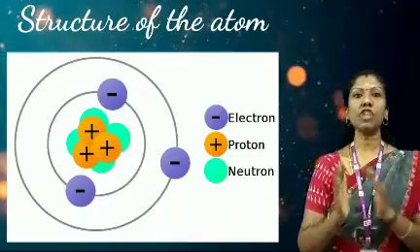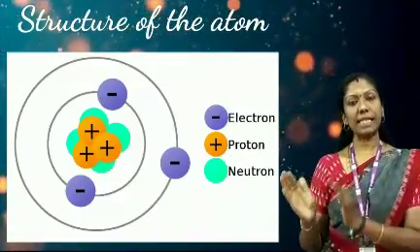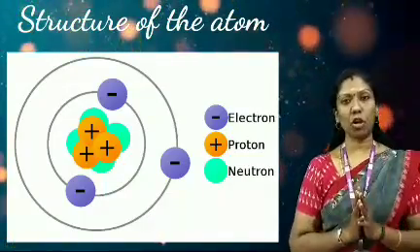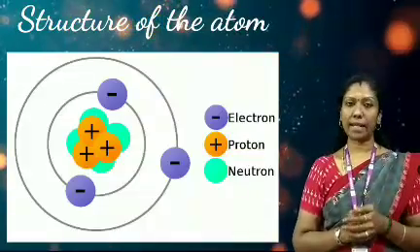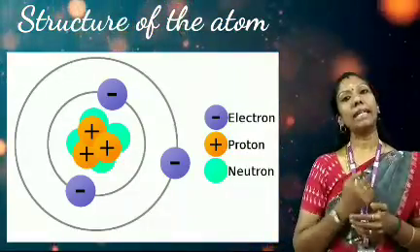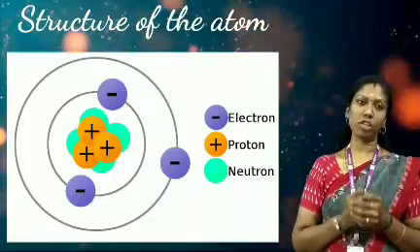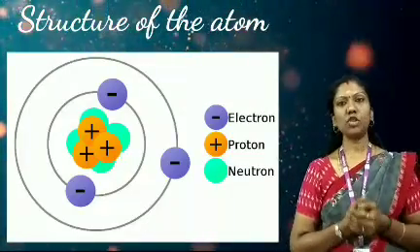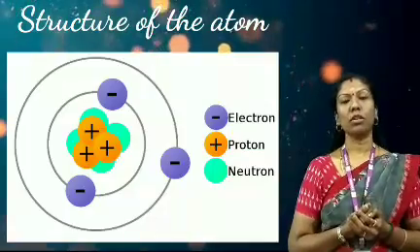So the negatively charged particle present inside the atom is called electron. Electron is denoted by the letter small e, and electron was discovered by J.J. Thomson.